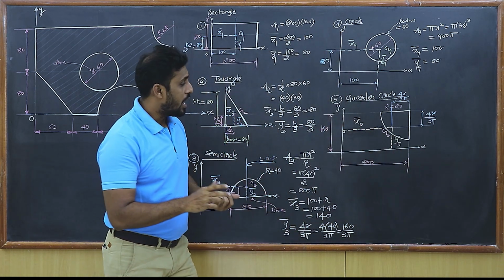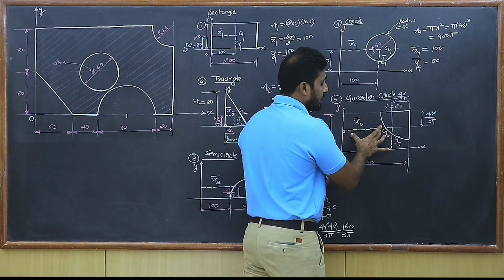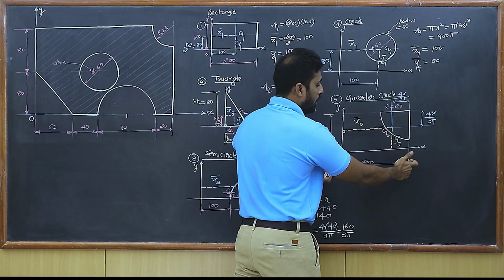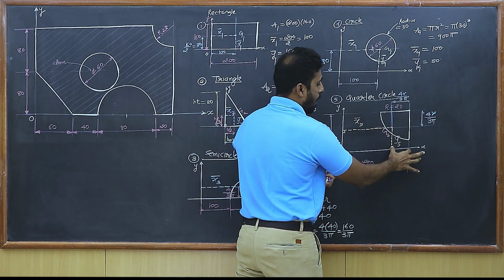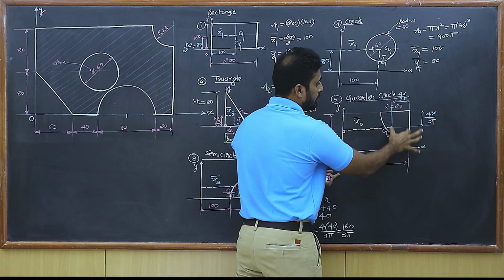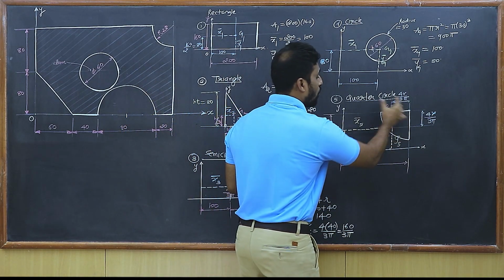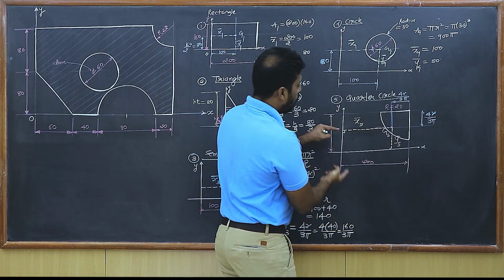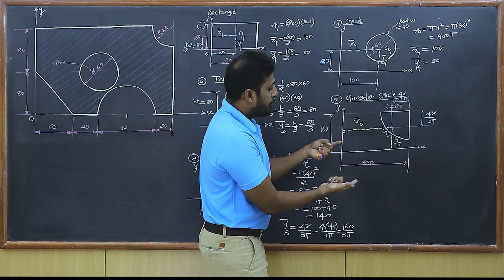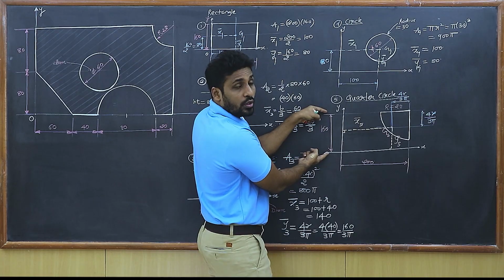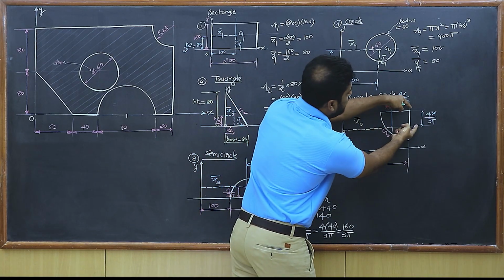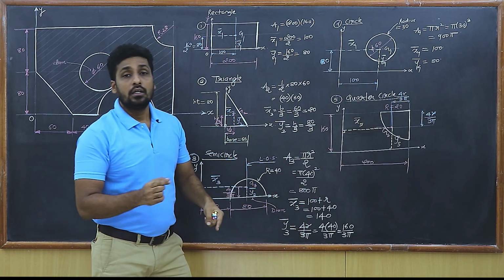I want x5 bar. So can you realize that this x5 bar is actually 200, total distance 200 minus this particular distance which is 4r upon 3 pi, isn't it? So it is 200 minus 4r upon 3 pi. Likewise students, if I want to get y5 bar, the total distance is 160 minus this distance which is 4r upon 3 pi.